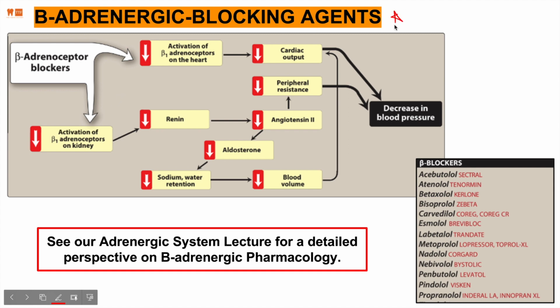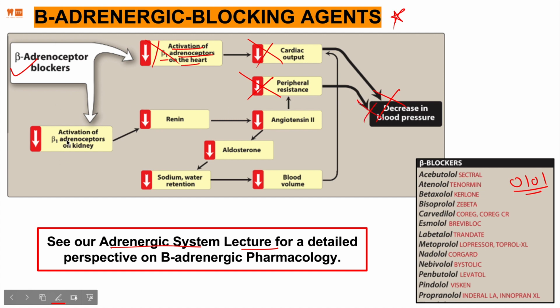And now we have beta blockers, which are the -olols. And we talked about these extensively in our adrenergic system lecture. So please see that lecture for details. However, to cover antihypertensives, here we go. Beta adrenergic blockers. The activation of beta-1 adrenoreceptors of the heart is blocked. Cardiac output reduced. Blood pressure decreased. Peripheral vascular resistance decreased. Blood pressure decreased.